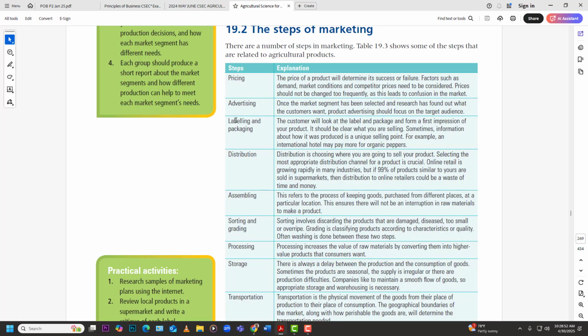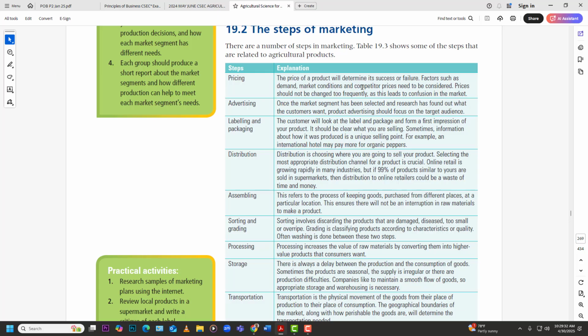So you have pricing. The price of the product will determine its success or failure. Factors such as demand, market conditions, and competitor prices need to be considered. Prices should not be changed too frequently, as this leads to confusion in the market. So of course, pricing is an integral step in the marketing process, because in marketing you have what you call the 4 P's: product, price, placement, promotion. Pricing is one of the only ones that actually directly influences your income, because what you charge is what you're going to get. You charge $5, that's what you're going to get for the income, right? So pricing is very crucial when it comes to marketing.